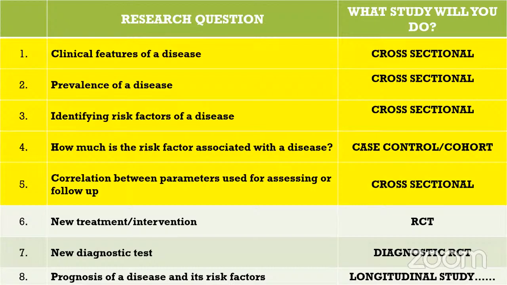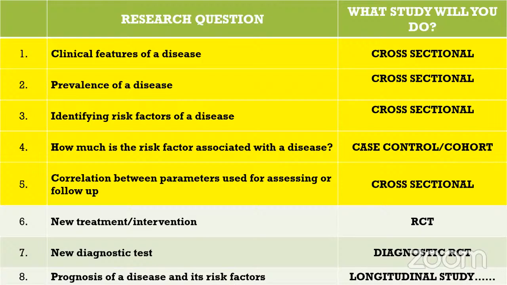So the first three research questions would be addressed by a cross-sectional study. Now, once you've identified the prevalence and the risk factor, the strength of association of the risk factor can be assessed by a case control or a cohort study. The correlation again happens in a case control study. For an intervention, you require an RCT.